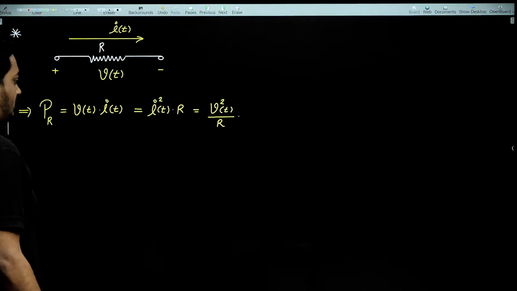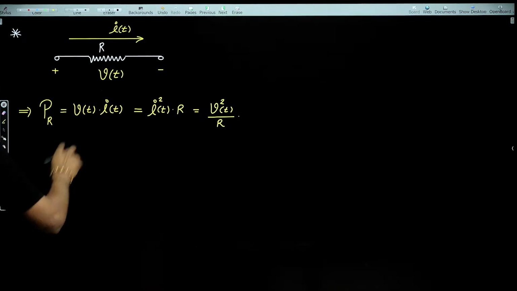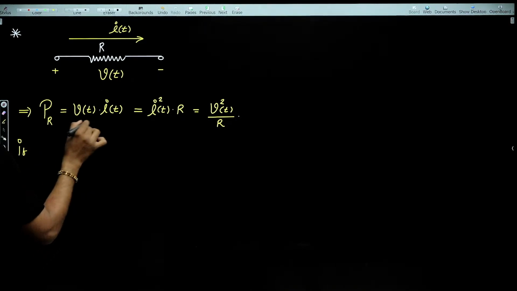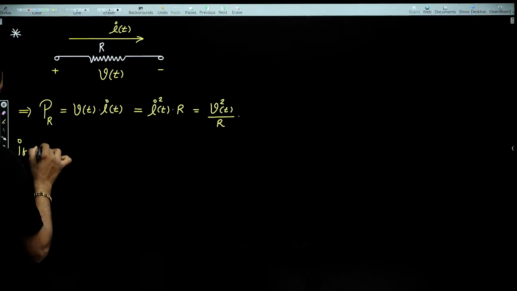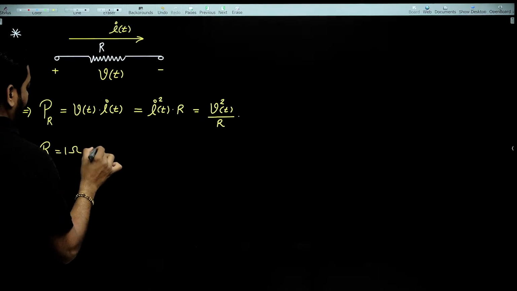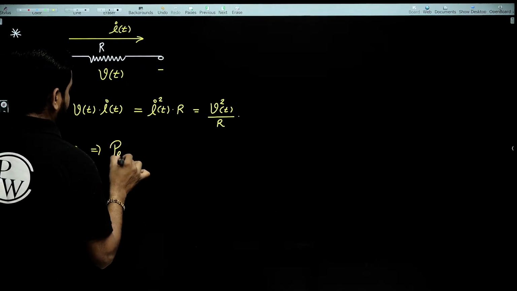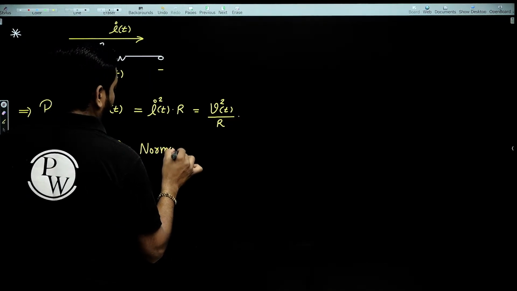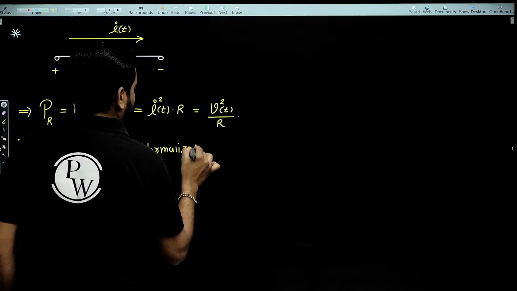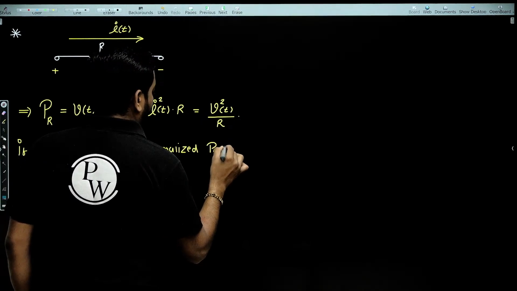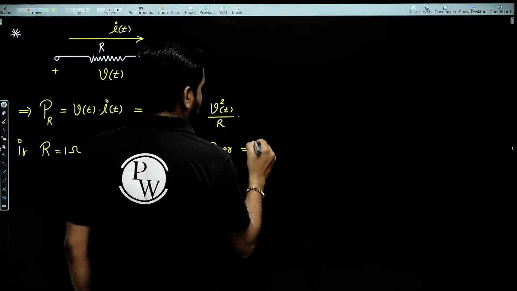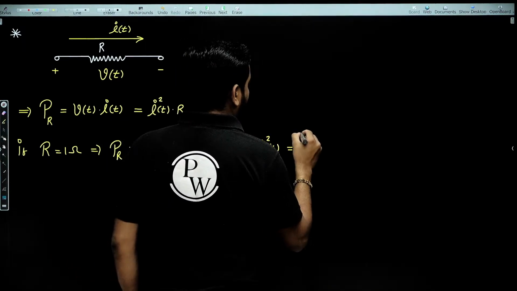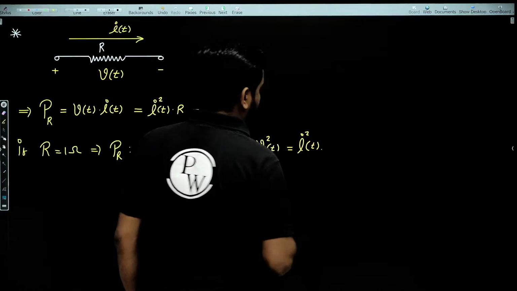The unit is watt, if this is the voltage signal and this is the current signal. This is the instantaneous power. If I consider R equal to 1 ohm, then the dissipated power is known as normalized power, which is given simply by the square of the signal. It can be the voltage signal or the current signal. This is the normalized power.